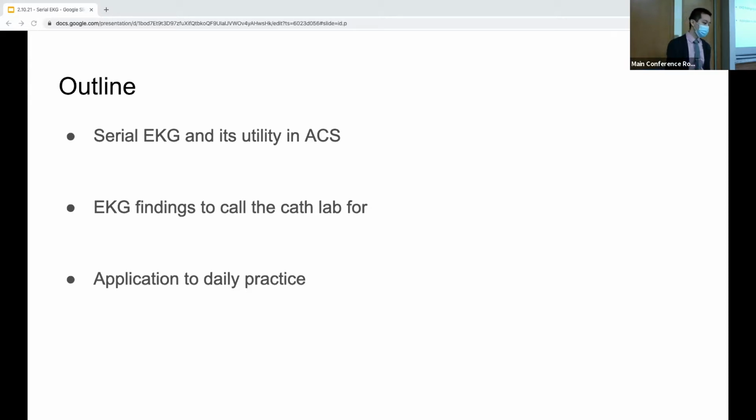And then kind of touch on some of the EKG findings that are not punch-in-your-face STEMIs that you probably still should think about calling the cath lab for. And then finally, we'll again touch on how you might use this in your daily practice.